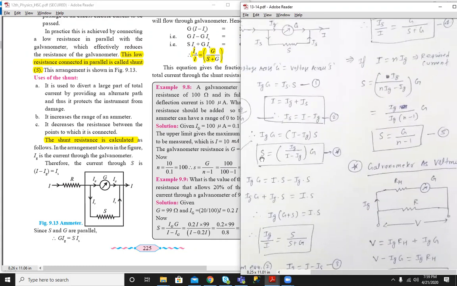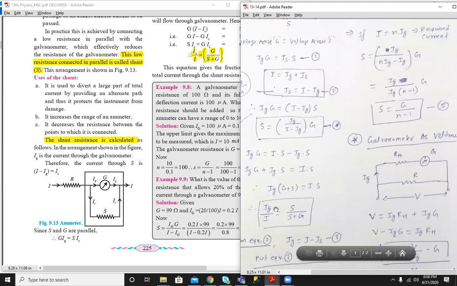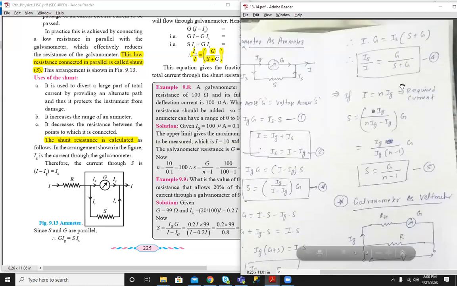First formula is to find the shunt resistance. Another formula is the fraction of current through the galvanometer. So just remember the formula. Whenever there is a fraction of current through the galvanometer, in the numerator comes the shunt, and the denominator is shunt plus galvanometer resistance. And whenever a question asks for the fraction of current through the shunt, then in the numerator there is the galvanometer resistance, and the denominator is the same, S plus G. Okay, this is the third formula.